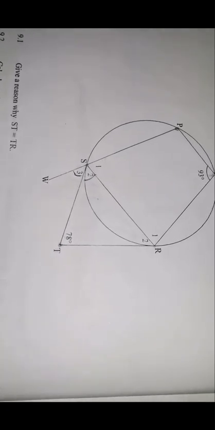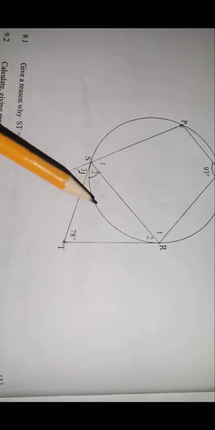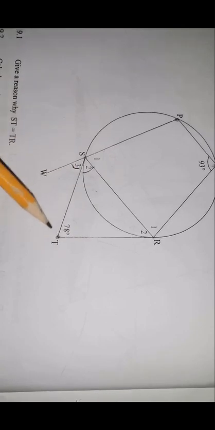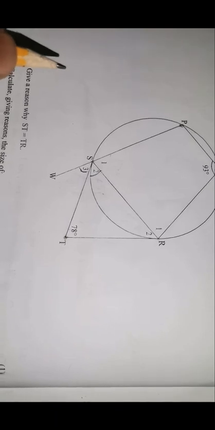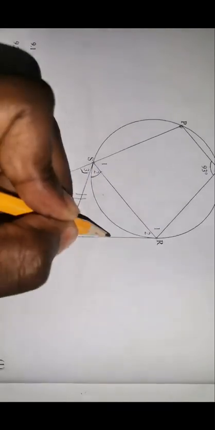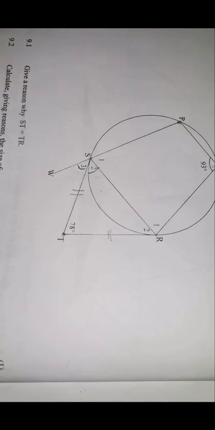9.1, give a reason why ST equals TR. How will you solve 9.1, guys? Where is ST and where is TR? Remember, guys, they say that TR and TS are tangents. That means according to the theorem that talks about tangents from the same point, the two sides are equal. And why are they equal? Because of tangents from the same point.